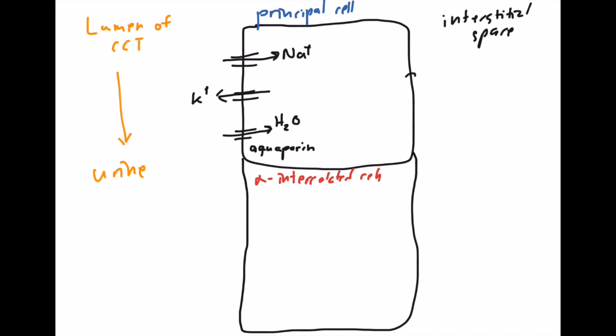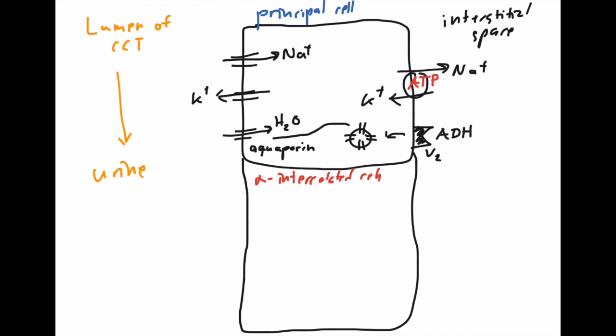Okay, aquaporins here. And then you have your basolateral sodium-potassium pump or exchanger, which is pretty ubiquitous throughout the body. What I'm drawing here is the V2 receptor, which the ADH or vasopressin acts upon and releases stored aquaporins to the luminal side of the membrane and encourages water absorption.